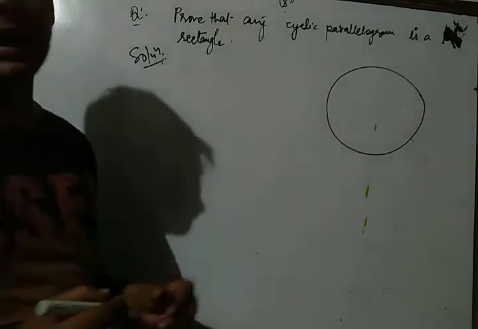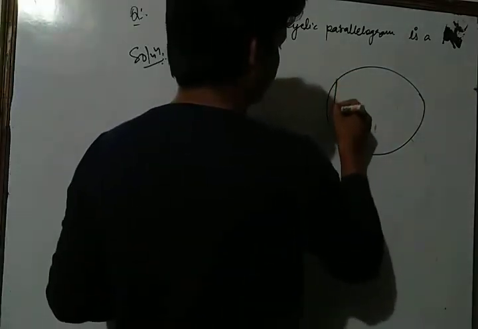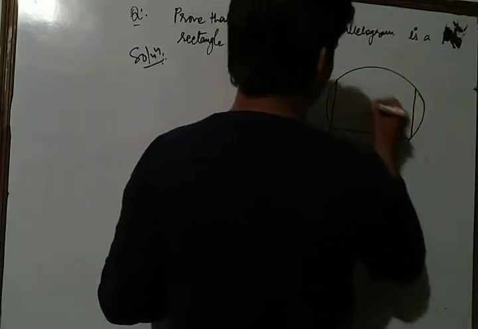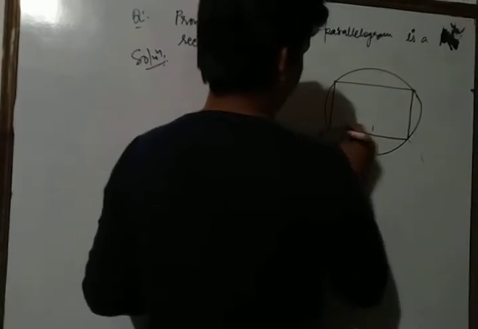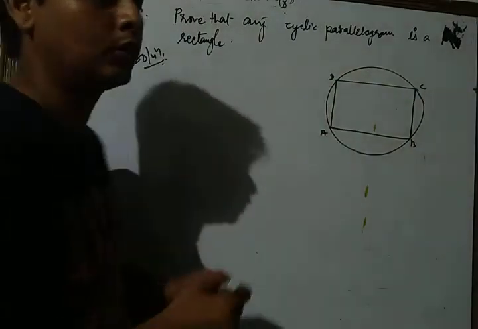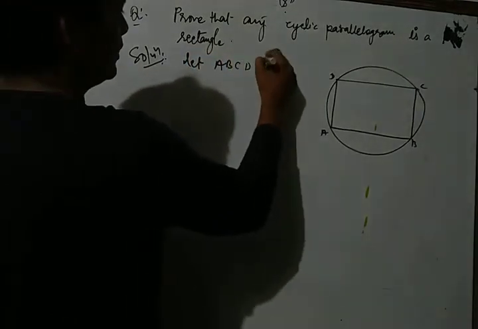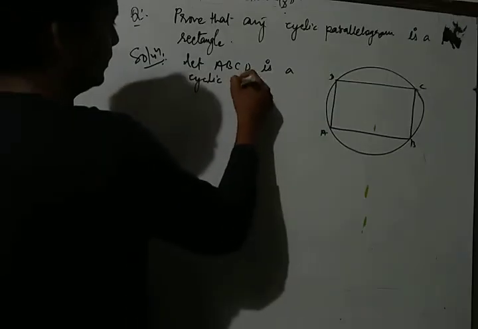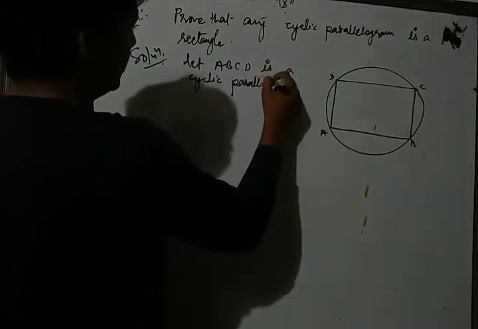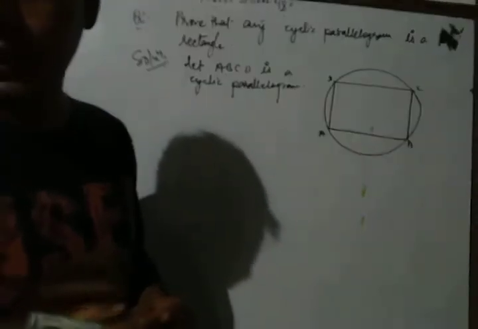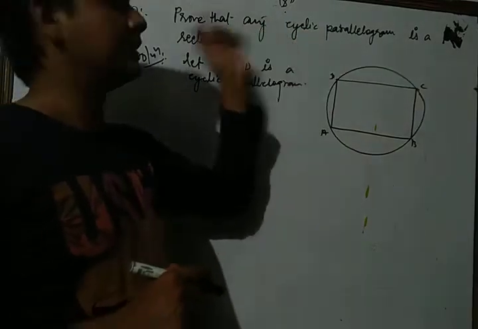Okay, this is our circle, and this is a cyclic parallelogram. Let ABCD be a cyclic parallelogram. Okay, now what do we show? We show that any cyclic parallelogram is a rectangle.